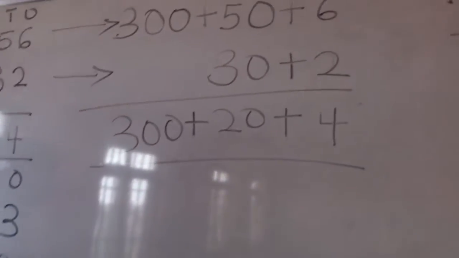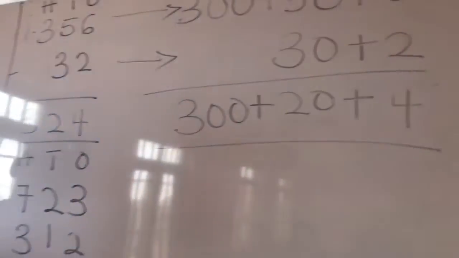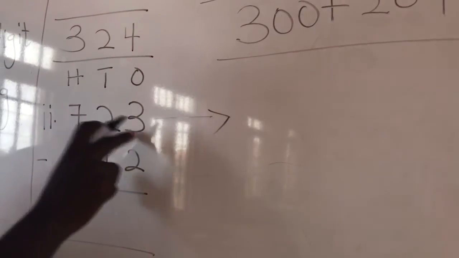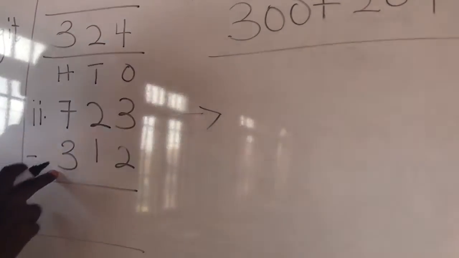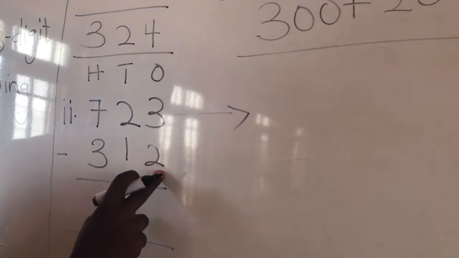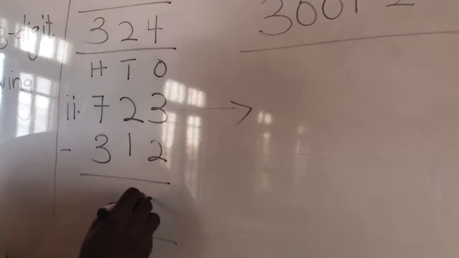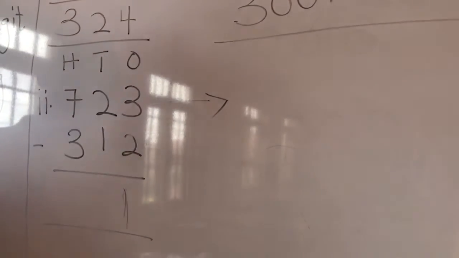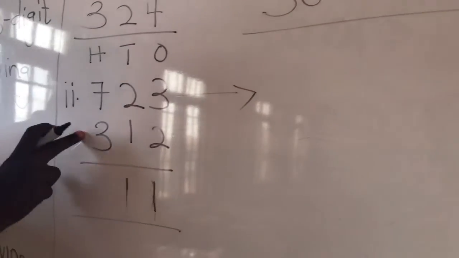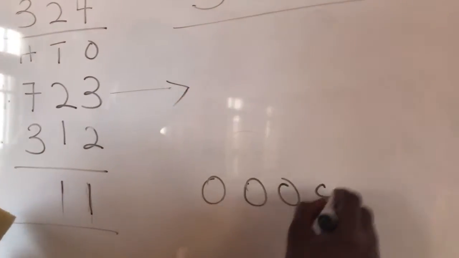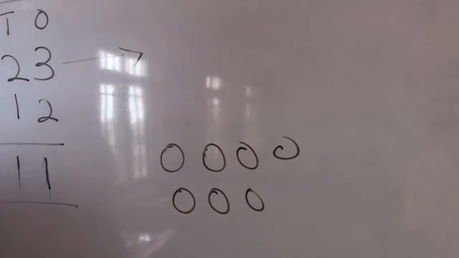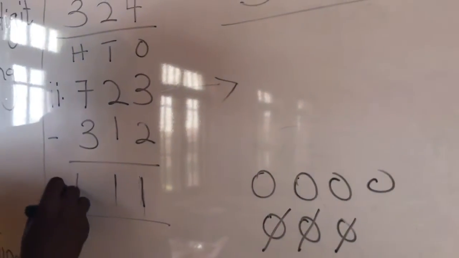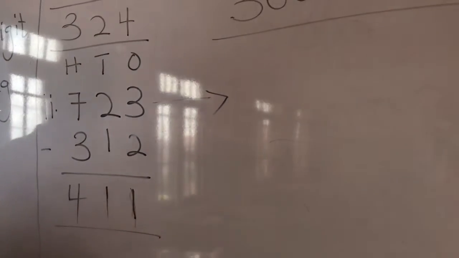Let's quickly go through this. So we have 723 minus 312. We have 3, so 3 minus 2 is 1. And then the next one is 2, so 2 minus 1 is also 1. 7 minus 3: 1, 2, 3, 4, 5, 6, 7, minus 3. What is left? 1, 2, 3, 4. We are left with 4. So let's try and expand it.